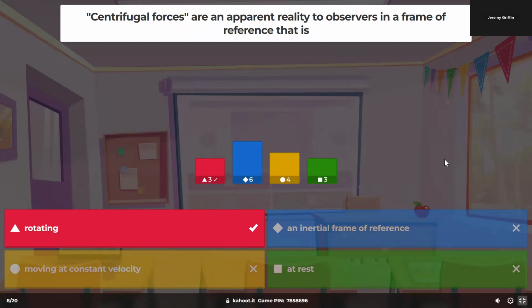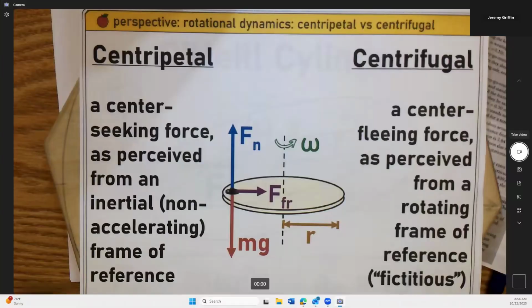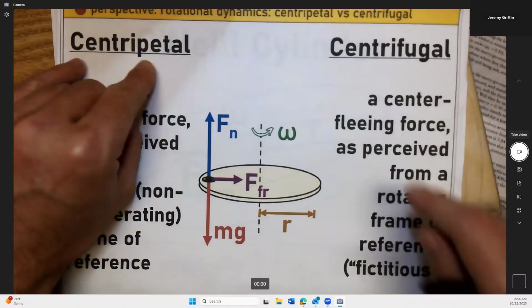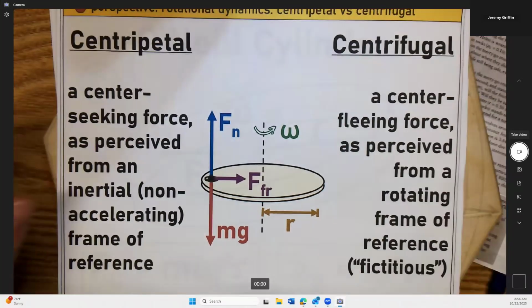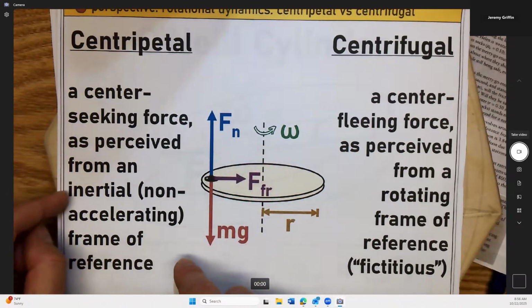All those other ones are inertial frames of reference. Inertial frame of reference means you're not accelerating, which could be constant velocity or at rest, because in terms of physics those are sort of identical situations. Don't I always say the word centripetal? I almost never say the word centrifugal. AP frames everything in terms of an inertial frame of reference, so that's only centripetal.